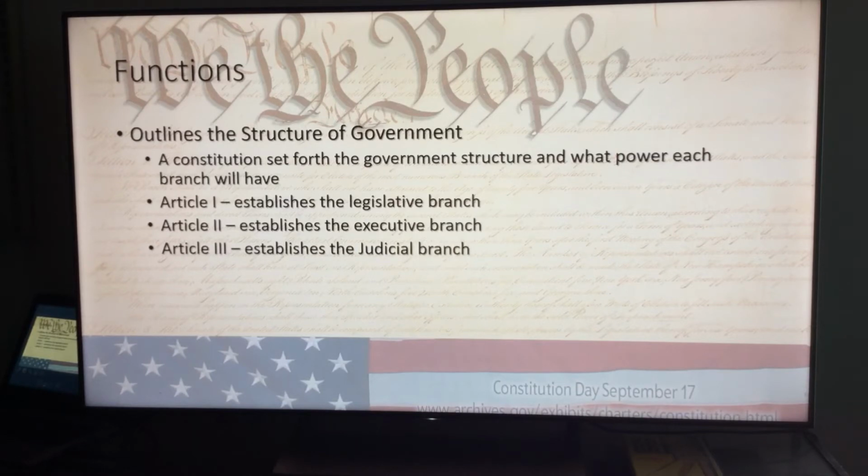You hear about these being co-equal branches, that they share power. They do share power, but one is more important than the other. One is more powerful than the other. Everybody thinks the president is the most powerful of the three, but it is not. Congress is the most powerful of the three.